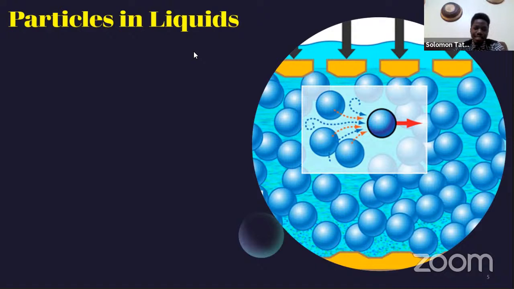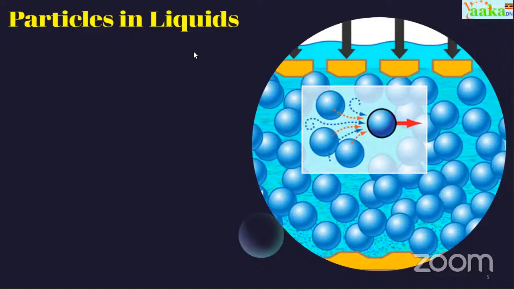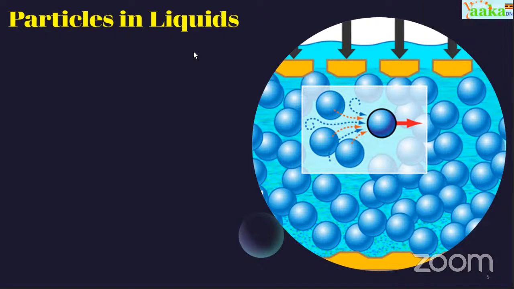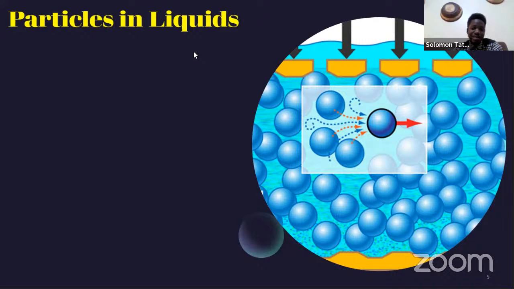Particles in liquids. Yes, Laura? Particles in liquids are arranged in a random way and have spaces between them, large spaces between them. Okay, they are arranged in a random way. They have larger spaces between them than in solids. That's good.